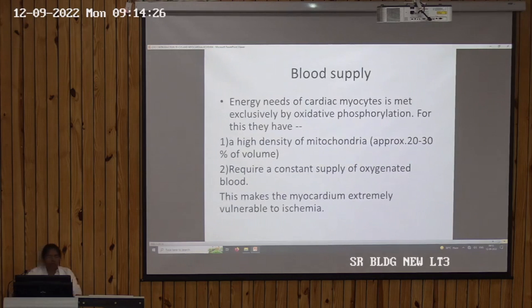Now, the energy needs of cardiac myocytes are met by oxidative phosphorylation. You know there are two types, oxidative and anaerobic also, but in the heart oxidative phosphorylation occurs, and to achieve this, the cardiac myocytes have a high density of mitochondria. Approximately 20 to 30% of the cardiac myocyte is made up of mitochondria, and secondly, it requires a constant supply of oxygenated blood. So the myocardium is extremely sensitive to ischemia.